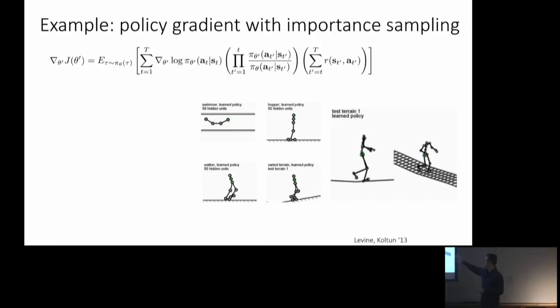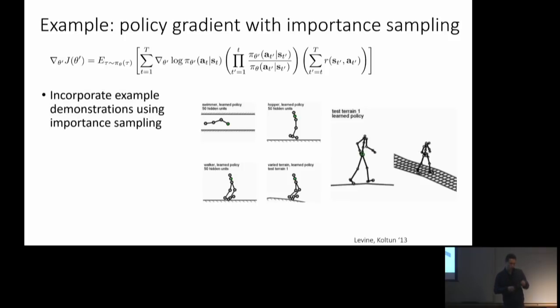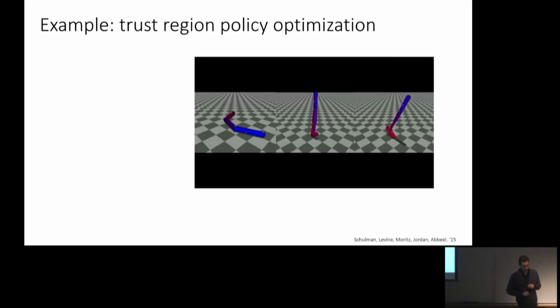One of the things that's done here is that the distribution that the samples come from is obtained from demonstrations. For example, this running example comes from recording motion capture of a person and then using reinforcement learning to learn the running gait, where some of the samples came from that motion capture clip. So this incorporates example demonstrations using importance sampling and then trains these neural network policies for locomotion skills. So that's one possible way to use importance sampling.